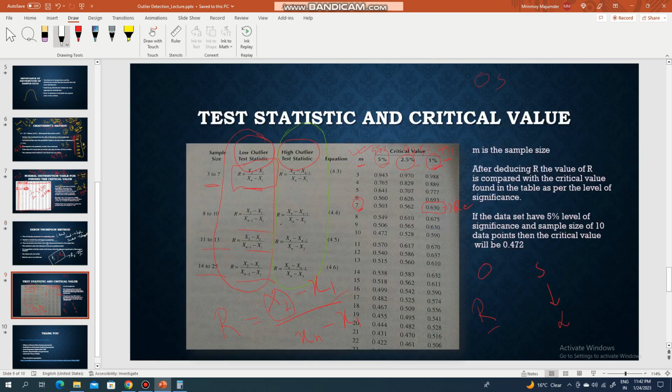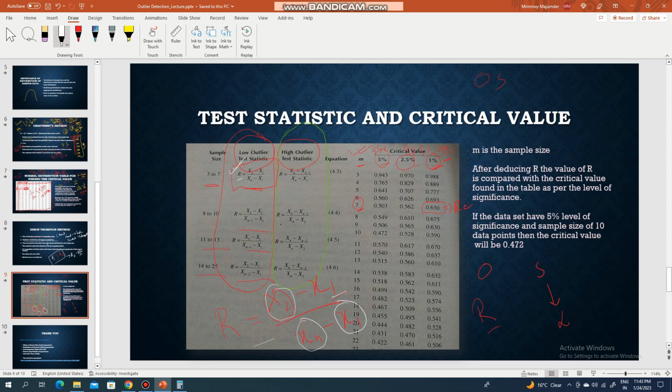So how can you find the R? If you are trying to find the outlier in the minimum value, that is the smallest outlier you want to identify, then you will use this formula for calculating R. And this formula is nothing but (x2 minus x1) divided by (xn minus x1), where x2 is the second smallest value, the second rank data, and x1 is the first rank data. This is the smallest value within the data set, and xn is the largest value within the data set, and x1 again is the smallest value within the data set.